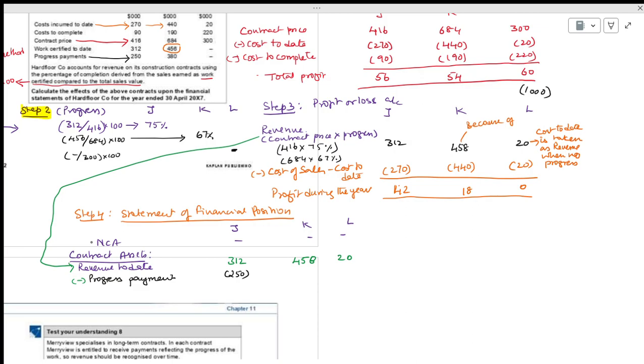Is it 358? Now they don't have any payments. Okay, their progress payments are nothing. Now, understanding my point, step 4. Again, I am asking this: is it clear to you what we are doing in step 4?